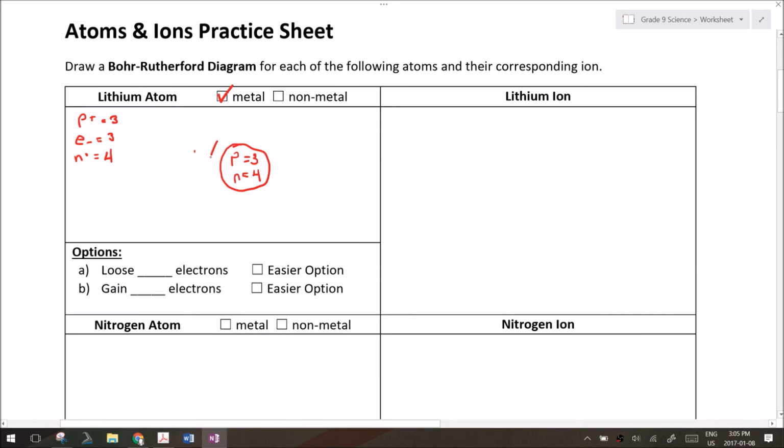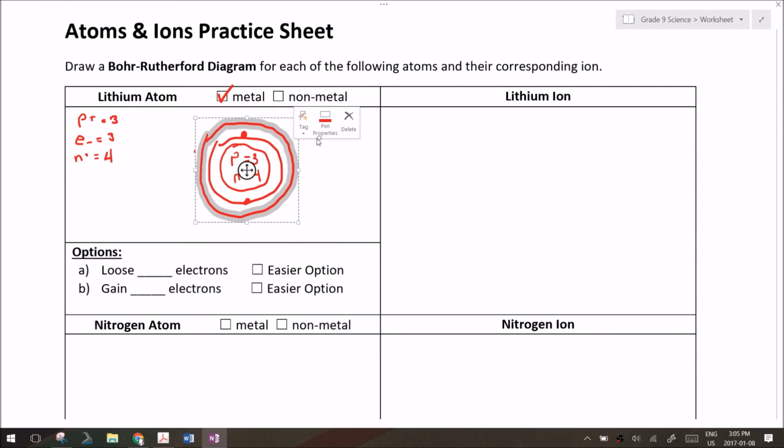We draw the nucleus, draw our first shell. We have 2 electrons, the next shell we have 1. So that gives us now a total of 3 electrons, and that matches what we have over here. So there we go, we've drawn the Bohr diagram for a lithium atom. We know it's the atom because we have the same number of protons as we do electrons.